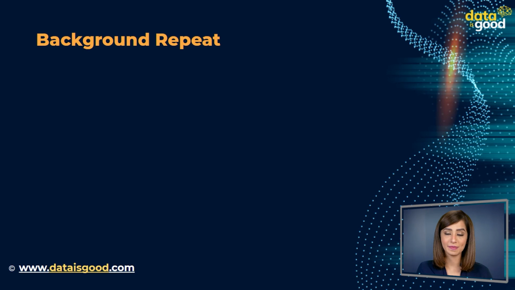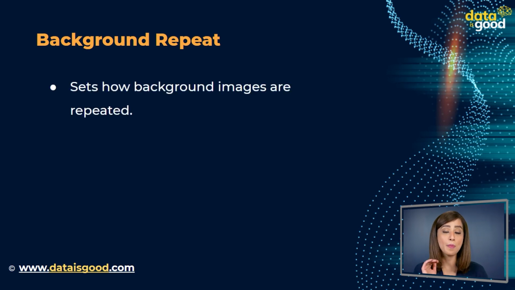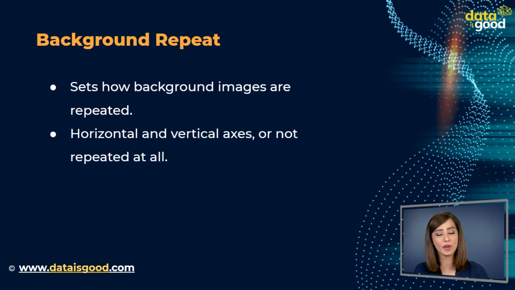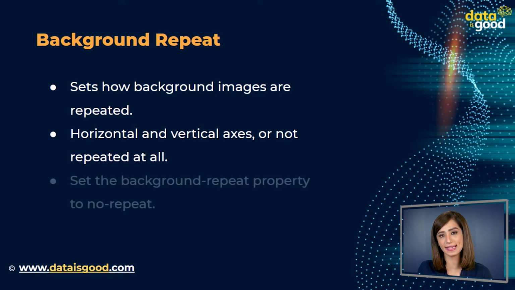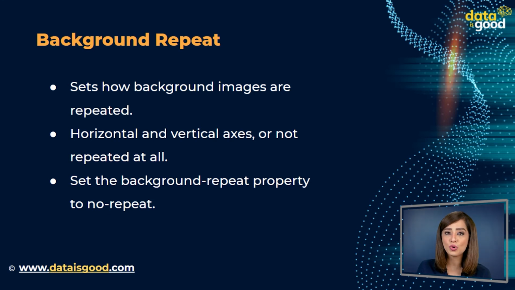Background repeat. The background repeat CSS property sets how background images are repeated. A background image can be repeated along the horizontal and vertical axis, or not repeated at all. To avoid the background image from repeating itself, set the background repeat property to no repeat.